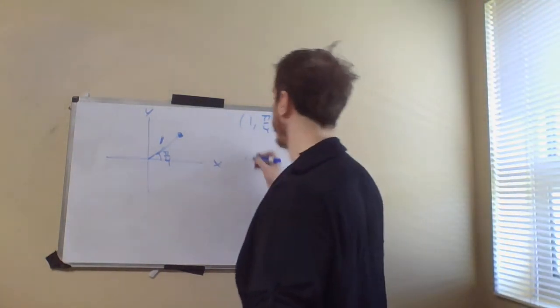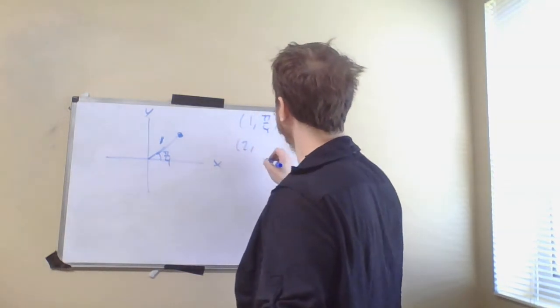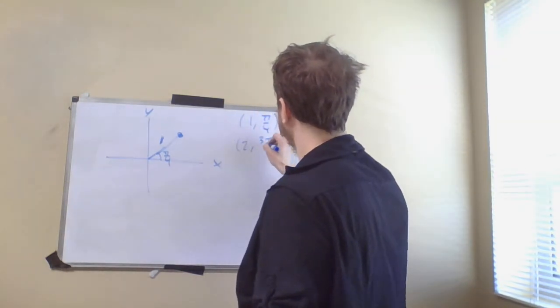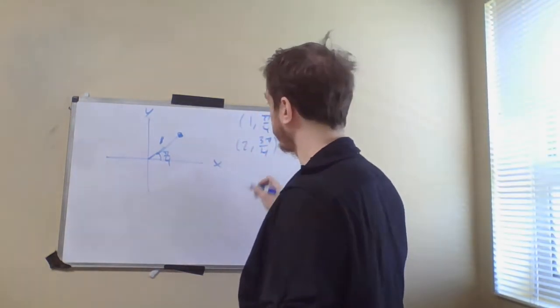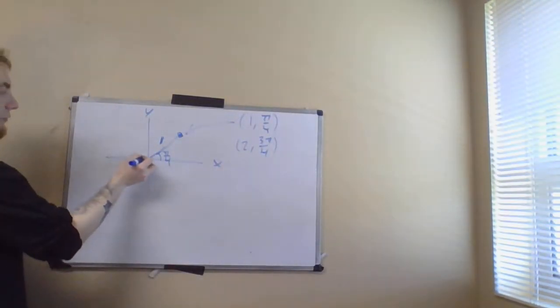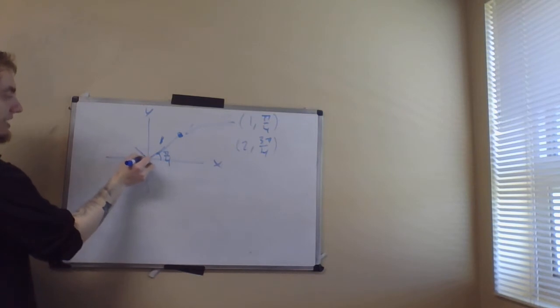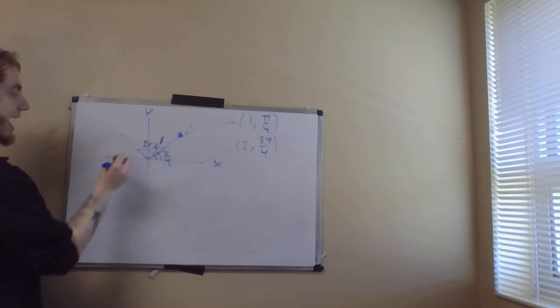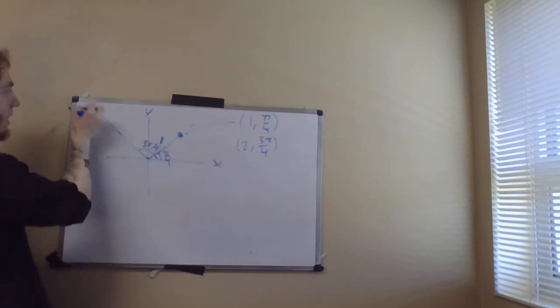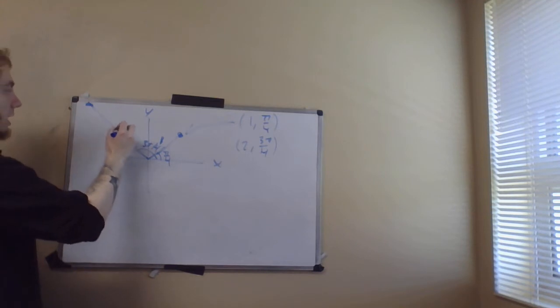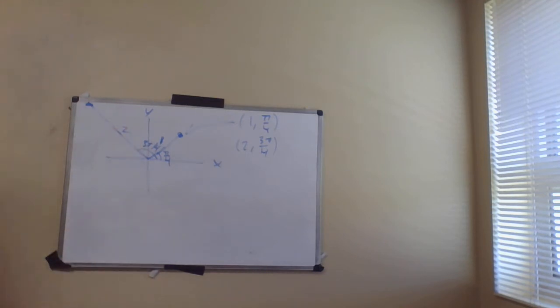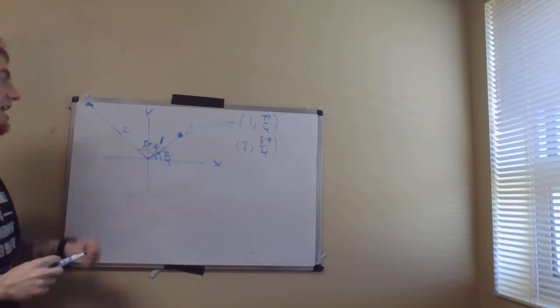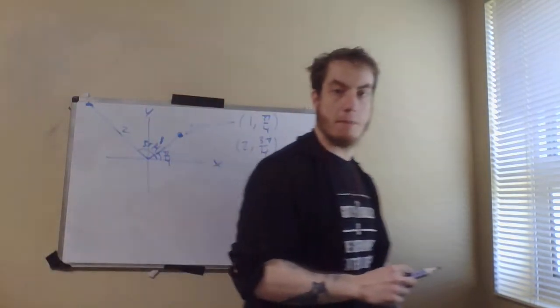What if I had something like (2, 3pi/4)? Well, first of all, 3pi/4 gets me halfway through quadrant 2. So this is my 3pi/4 angle. And then I have to go out a distance of 2. So there we go. I am up here at a distance of 2, and my angle is 3pi/4.